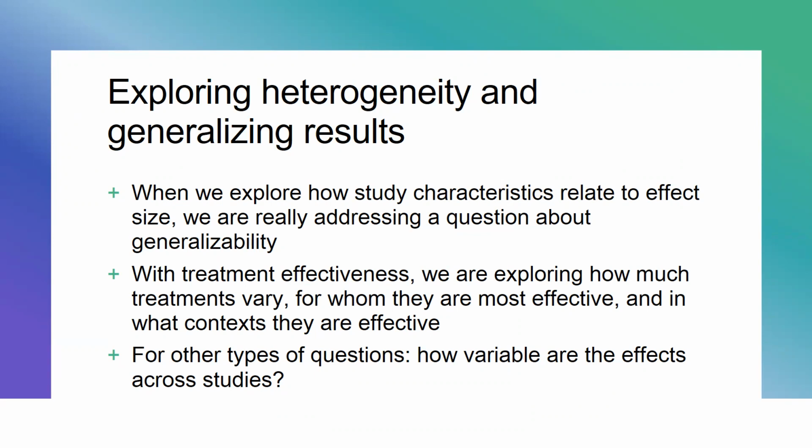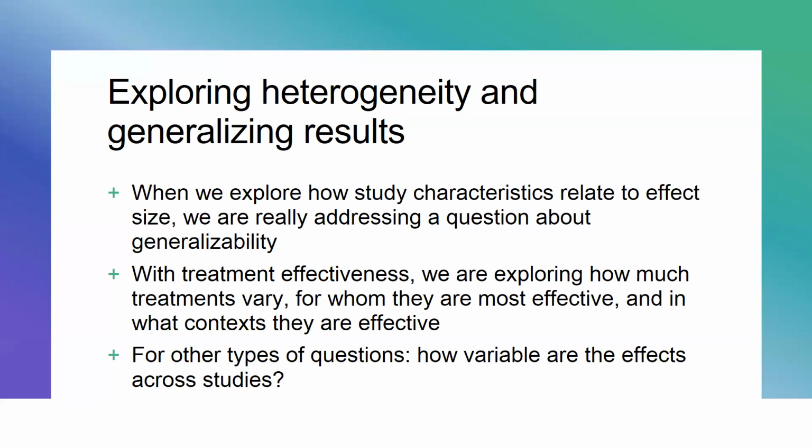If we're thinking about a set of studies that looks at the effectiveness of a treatment, we are exploring how much treatments might vary. And then we can maybe begin to think about for whom are they most effective and in what contexts are they most effective. And if we're looking at a meta-analysis that's instead looking at correlations between two constructs, we might still want to ask how variable are those effects, such as in the example with spatial skills and mathematics performance, that the strength of that correlation might be stronger for, say, boys than it is for girls.